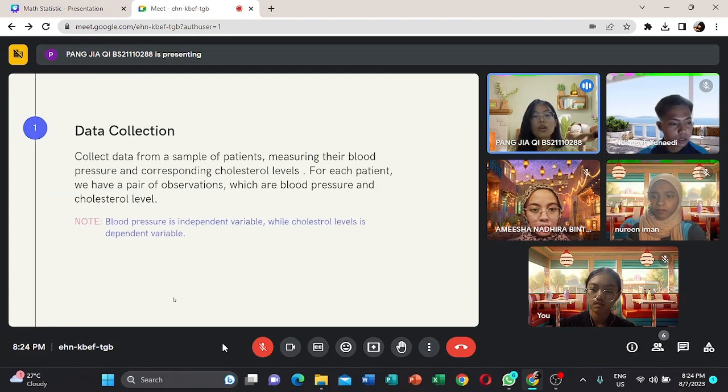First step, we will collect data from a sample of patients, measuring their blood pressures and corresponding cholesterol level. For each patient, we have a pair of observations, which are blood pressure and cholesterol level. We have to take note that blood pressure is the independent variable, while the cholesterol level is the dependent variable.